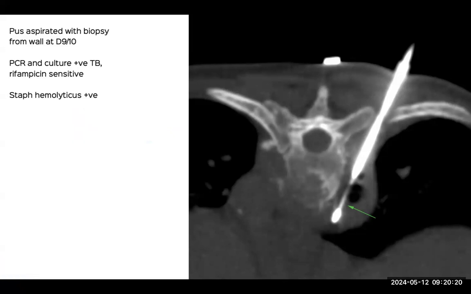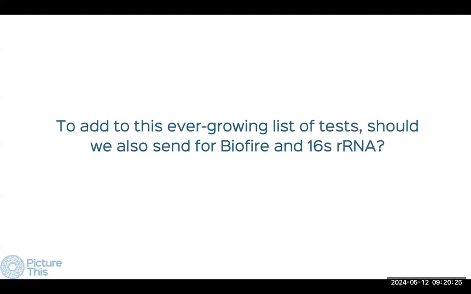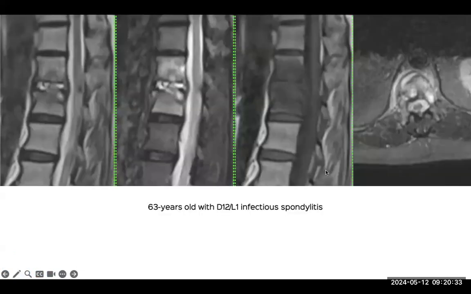And how would you have known unless you had gone in and biopsied or aspirated? And so then what are the other tests that we would use? Would we add BioFire? Do we add 16S rRNA?